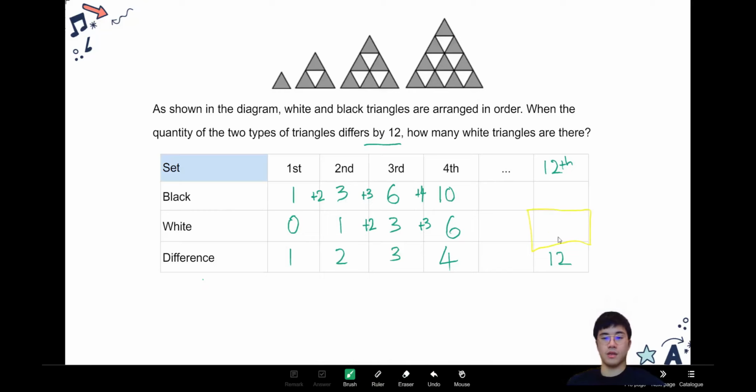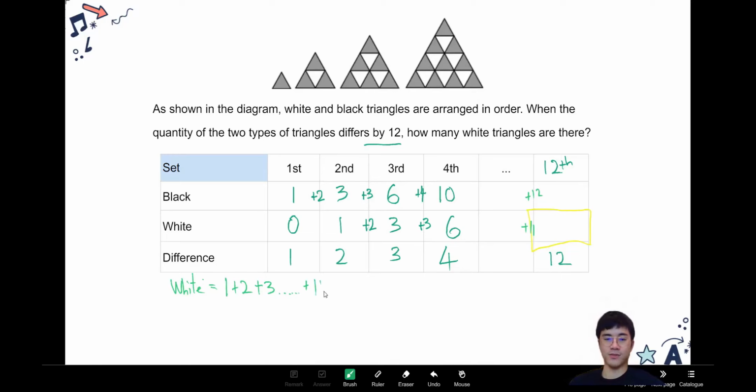Now, are we able to know how many white triangles there are for the 12th set? Let's do this. We know that the second one is 1, and the third one is 3, which is plus 2. So from here, you know that it is plus 2 for the second, plus 3 for the third, and plus 4 for the fourth. If it's here, you plus 12. But what about this? It's actually one delay, minus 1 from the previous one, which is 11. You have to plus 11 to get the number of white triangles.